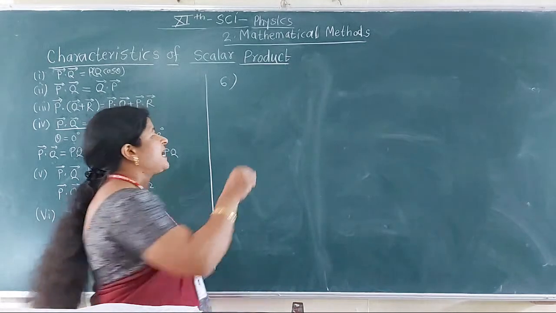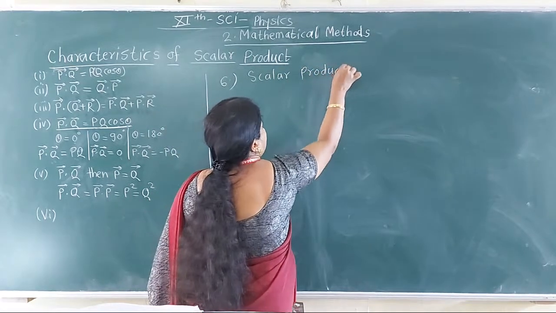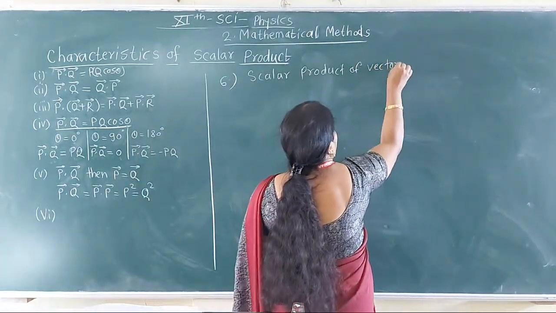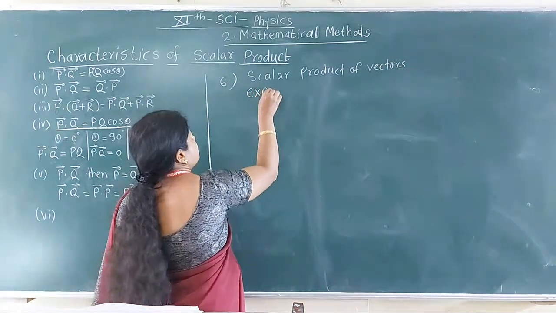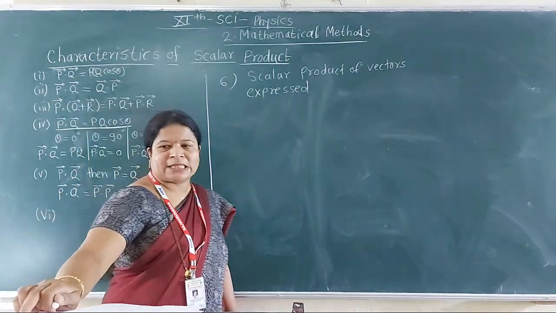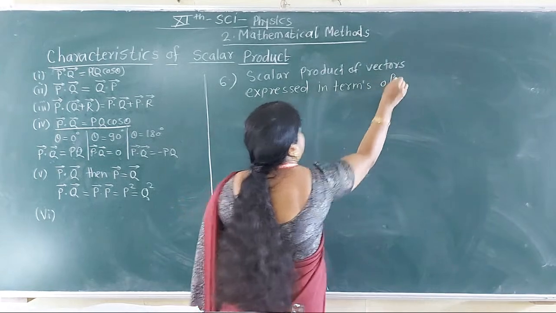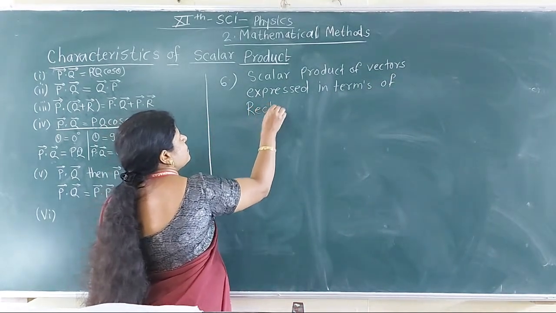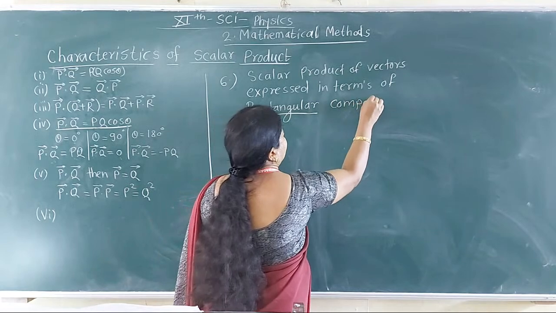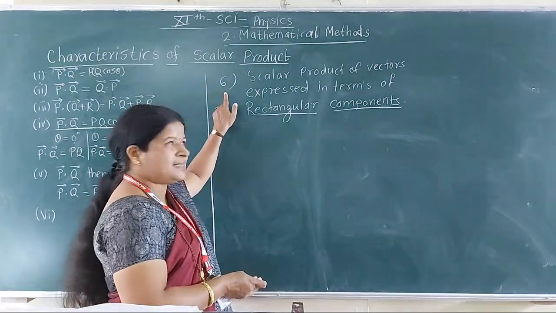Characteristic number 6: scalar product of vectors expressed in terms of rectangular components. This is characteristic number 6.